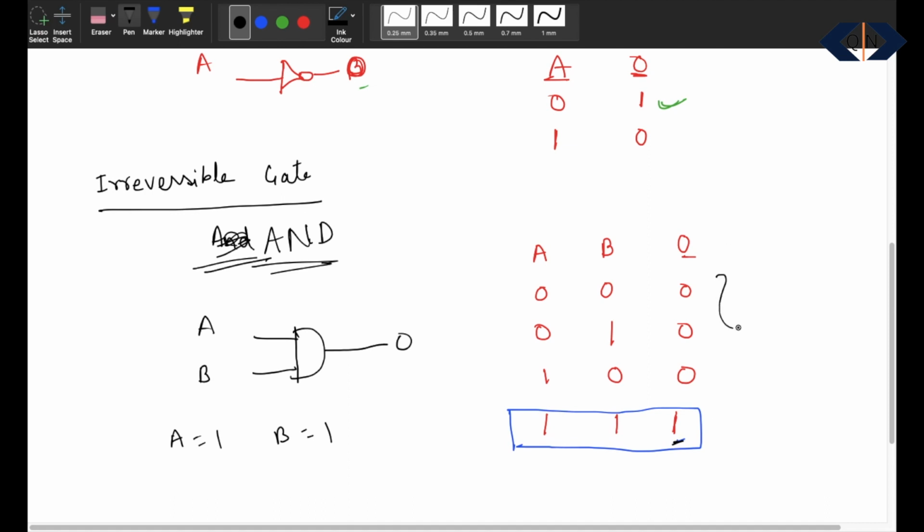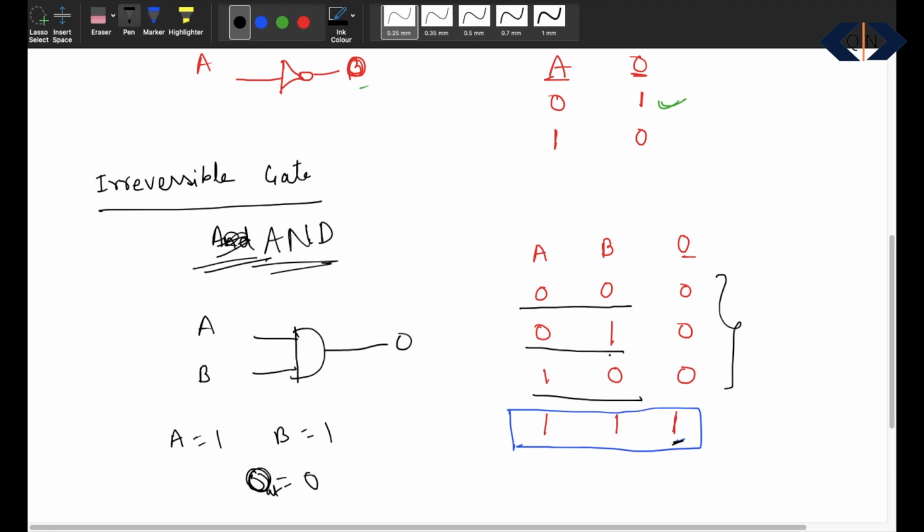But what about this case? If our output is 0, which of these three possibilities is it? We don't know. It can be both A and B as 0, or B as 1 and A as 0, or A as 1 and B as 0. So we can't determine the input from output 0. That's why it is an irreversible gate.